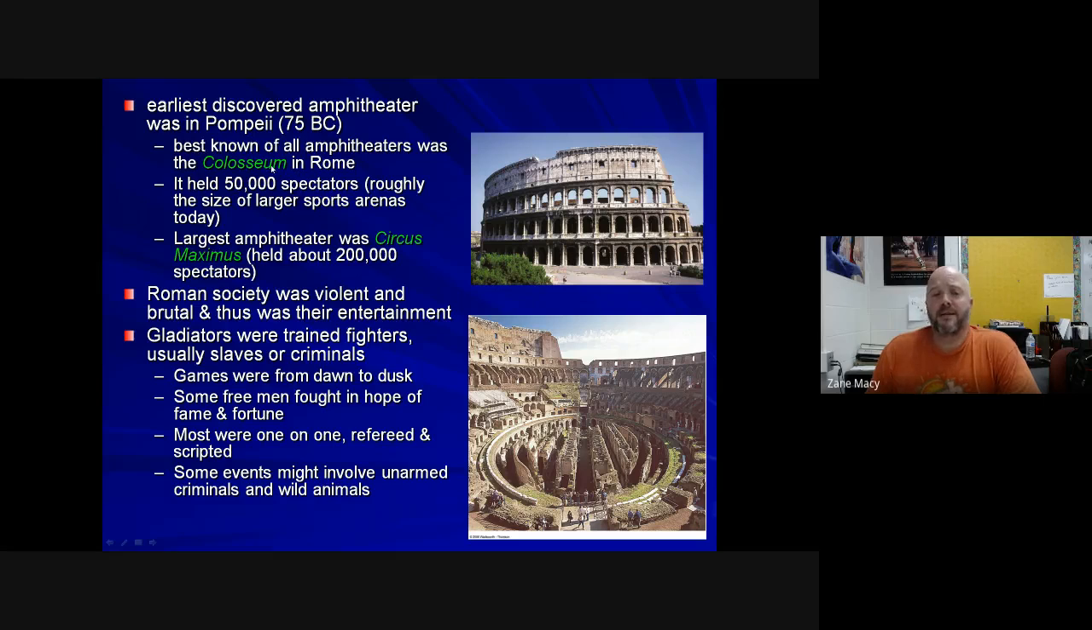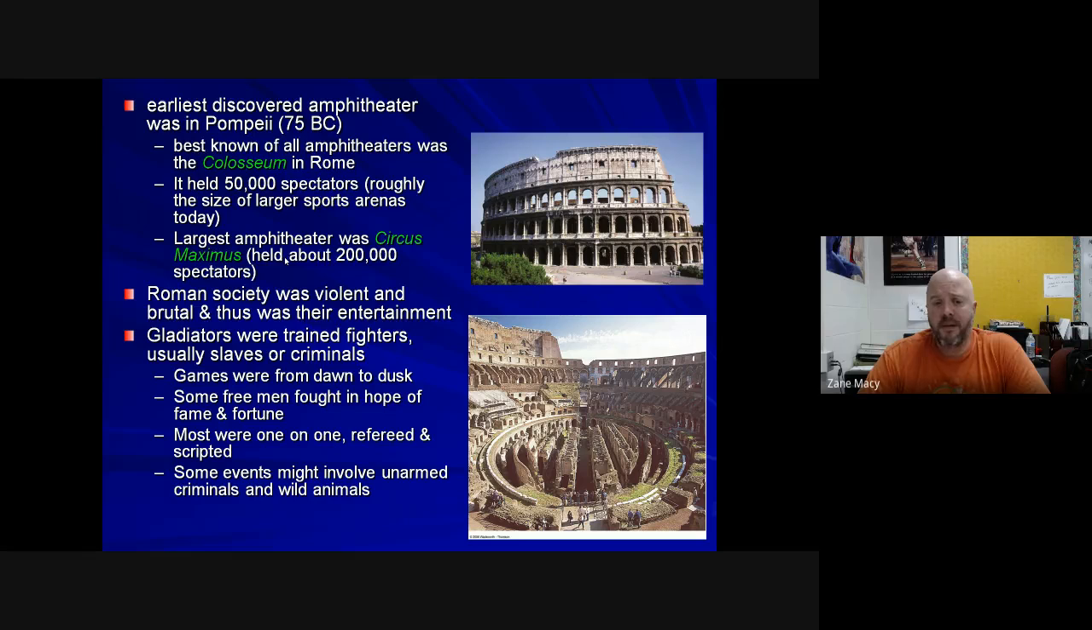The Coliseum is the best known of all amphitheaters throughout the empire. It was in the city of Rome, held about 50,000 spectators, roughly the size of what you would see from the larger baseball stadiums or basketball arenas today. Larger NFL stadiums tend to be a little bit larger than that. College football stadiums tend to be larger than that. The largest amphitheater of all was Circus Maximus. It held about 200,000 spectators at its height.